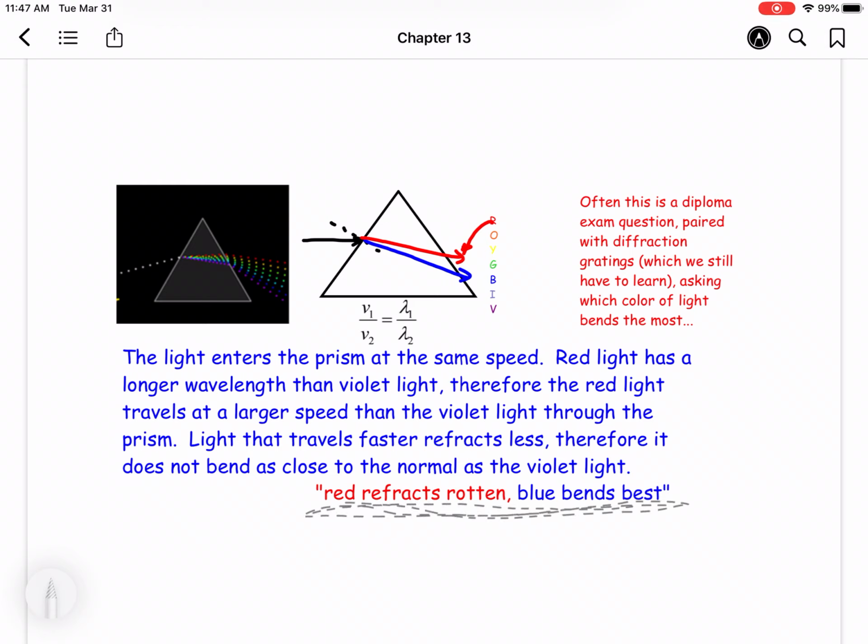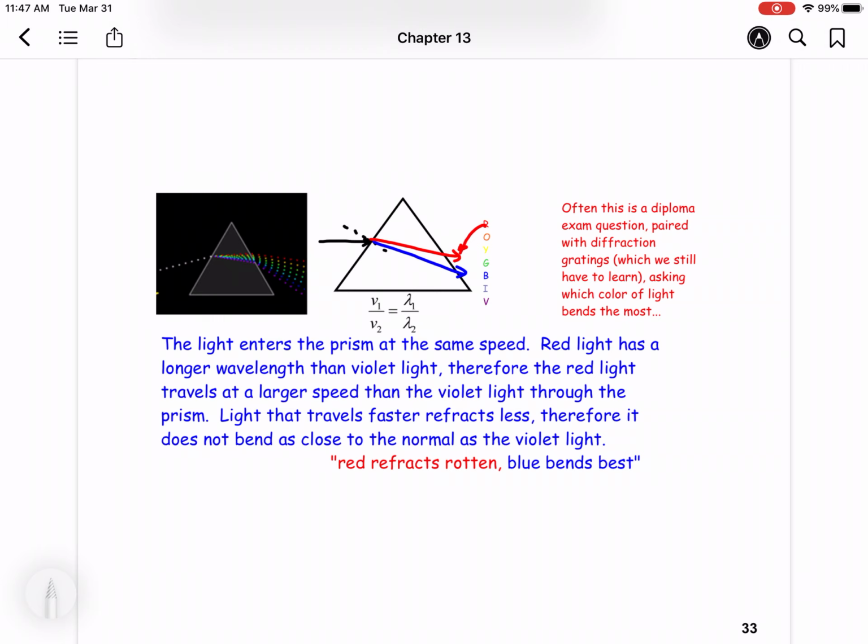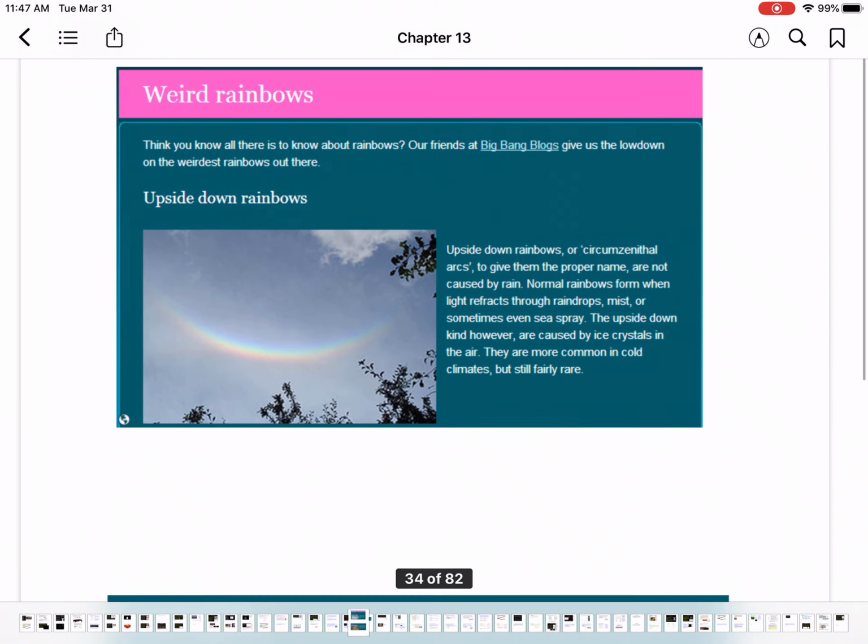We can remember this as red refracts rotten and blue bends best. All right. Yeah, that's really the gist of it, that you have to understand that. Okay, and you've seen this before, right? We've seen this in rainbows.